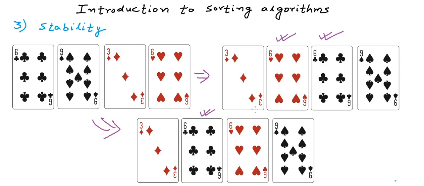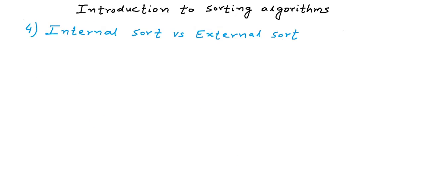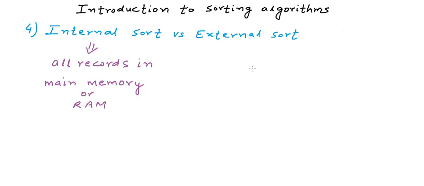The next parameter of classification is whether a sort is internal sort or external sort. When all the records that need to be sorted are in main memory or RAM, then such a sort is internal sort. And if the records are on auxiliary storage like disk and tapes, quite often because it's not possible to get all of them in the main memory in one go, then we call such a sort external sort.